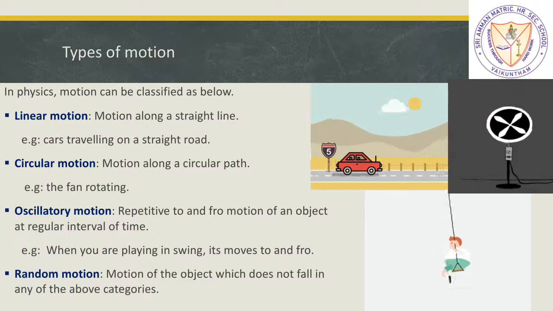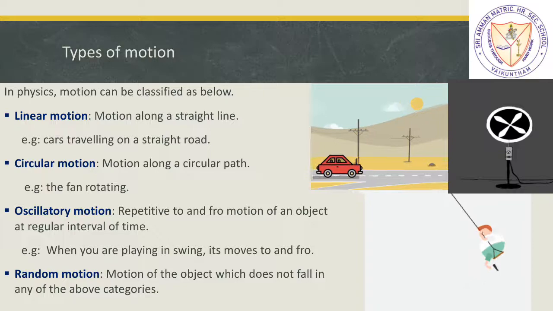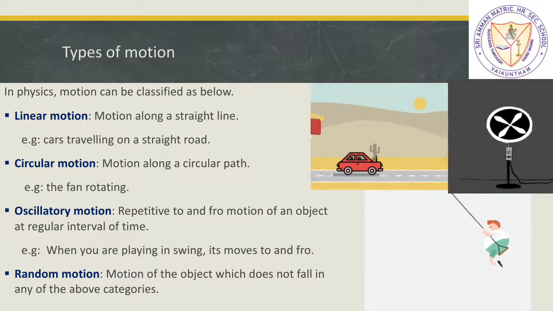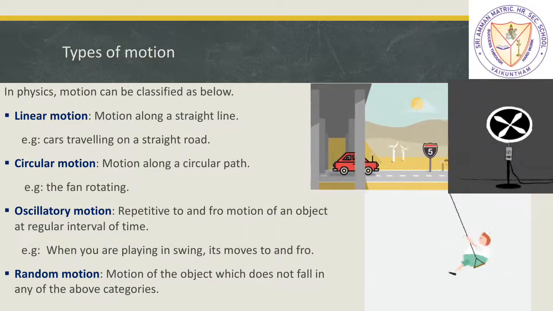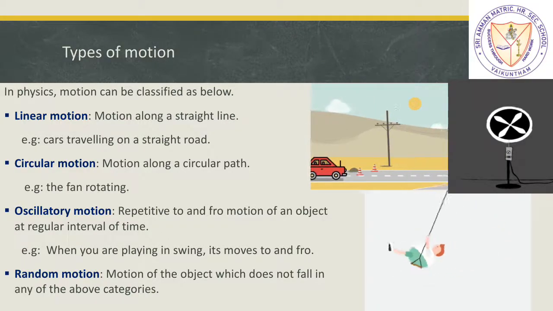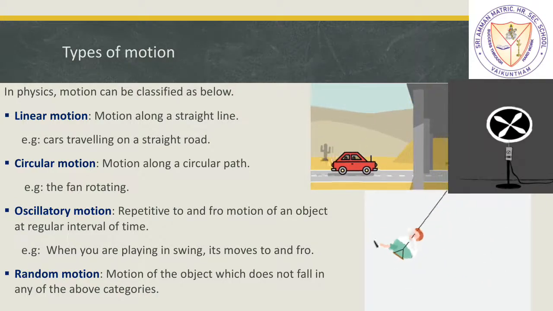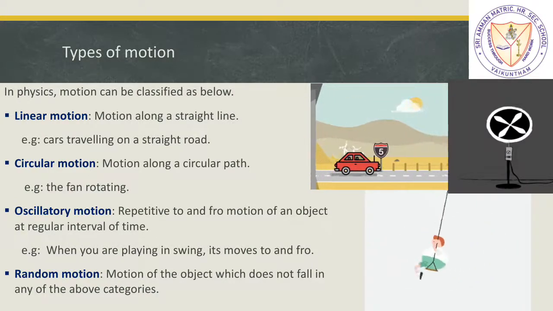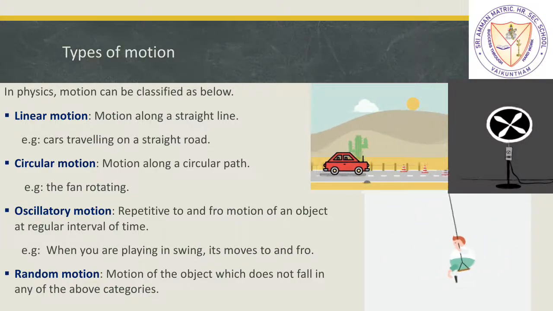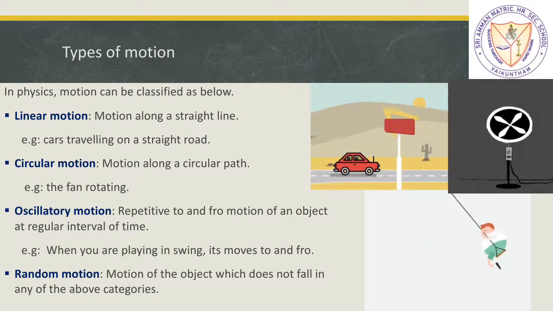One more type is random motion, the motion of an object which does not fall in any of the above categories. If it is not a linear motion, not a circular motion, and not an oscillatory motion, then it is called random motion. These are the different types of motion which we come across in day-to-day life, especially when we talk about the physics of motion.